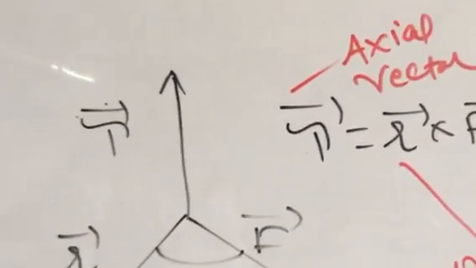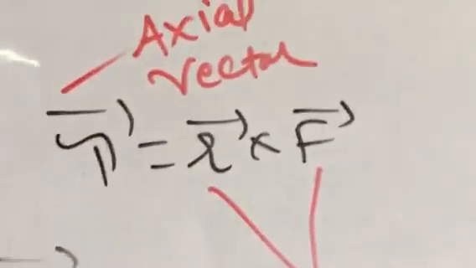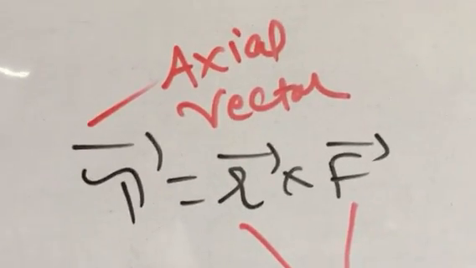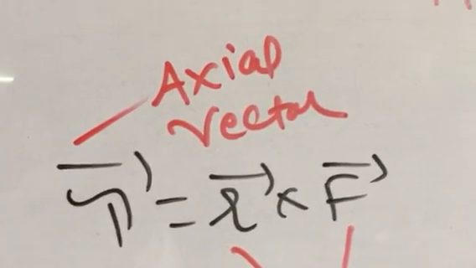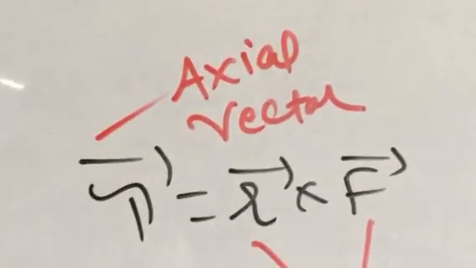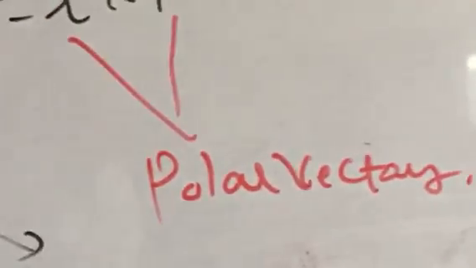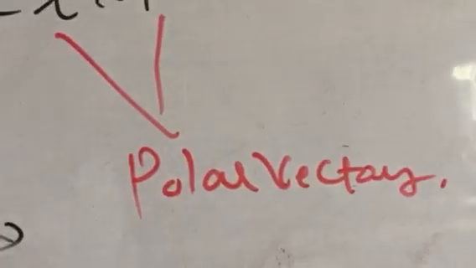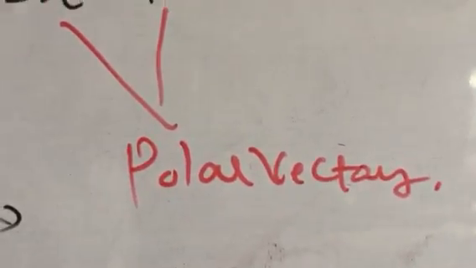So, for example, in rotational motion you will study a chapter topic, torque. Torque is r cross F. Torque produces turning effect. It is an axial vector. r and F are called polar vectors or real vectors, right?